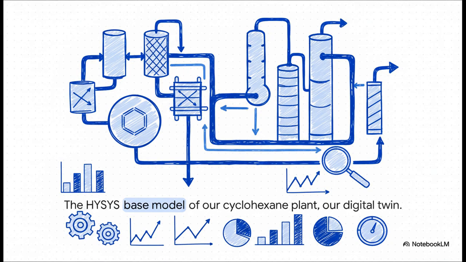All right, take a look at this. This right here is the digital twin we're going to be playing with today. It's a super detailed simulation of a cyclohexane production plant that was built in HYSYS. Every single pipe, reactor, and separator you're looking at is modeled to act exactly like its real-world counterpart. This is our virtual playground, the baseline for all the tests we're about to run.